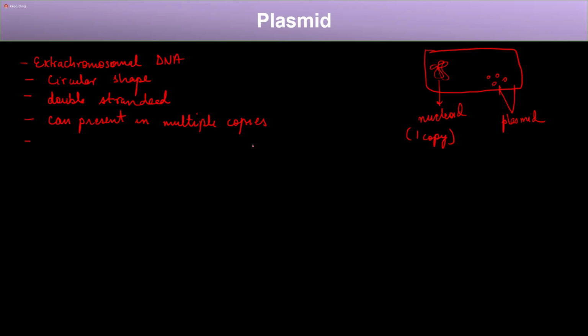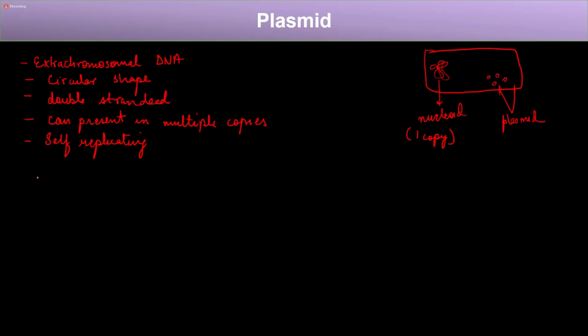And next thing, unlike the nucleoid DNA that only divides when the cell divides, these plasmids are self-replicating genetic material. So these are self-replicating. Even when the cell does not divide, the plasmid divides and increases its copy number.